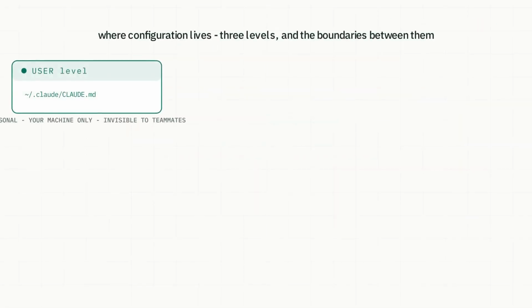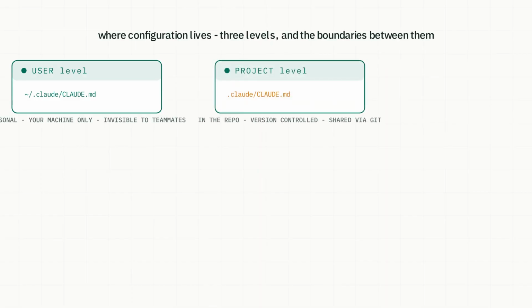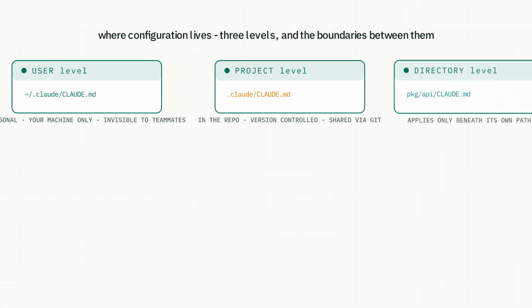3 levels, and the exam loves the boundaries between them. User level, your personal memory file in your home directory, on your machine only, invisible to teammates. Project level, the memory file inside the repository, version controlled, shared through Git, which is exactly where team standards belong.